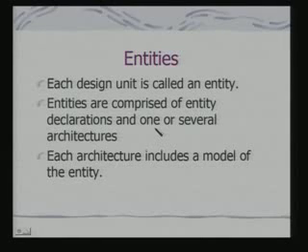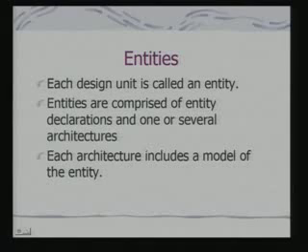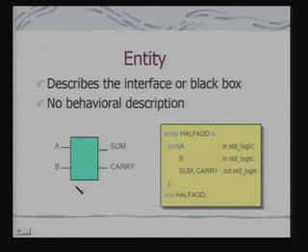In VHDL, each design unit is called an entity. So, the hardware designs are specified as a collection of entities. Entities are comprised of entity declarations and one or several architectures, and each architecture includes a model of the entity. There can be various architectures. So, let us take an example.